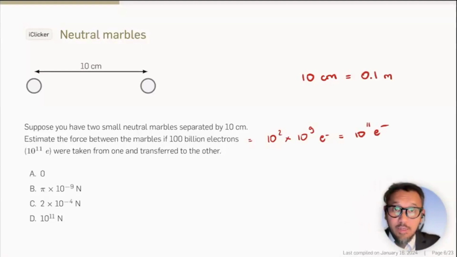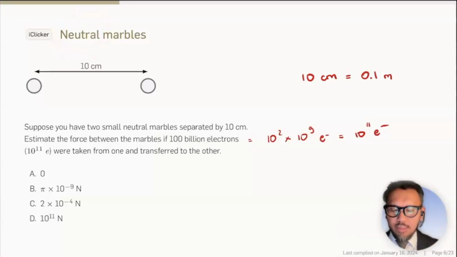Okay. So this is actually a really good problem. Okay, first, you should try doing this problem and pause the video. All right, welcome back. So initially you may think that, especially because the title of the slide is neutral marbles, that there is no electrostatic interactions between these two marbles.